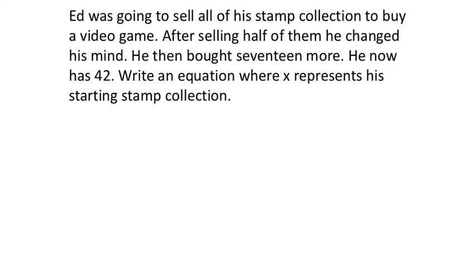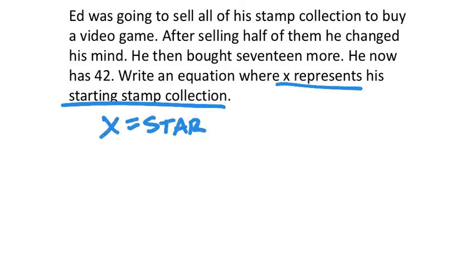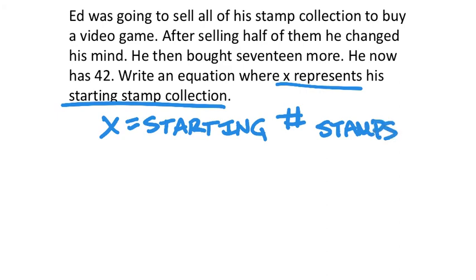But Ed was going to sell all his stamp collection. He sold half of them. So here's what I don't know. X needs to represent his starting stamp collection. So X is the starting number of stamps. And so first off, he takes his stamp collection and he sells, where did it say, half of them.